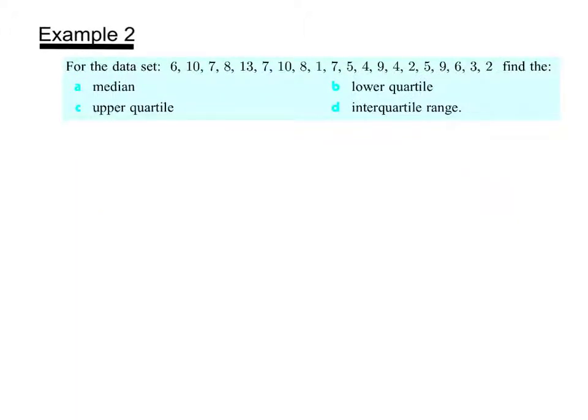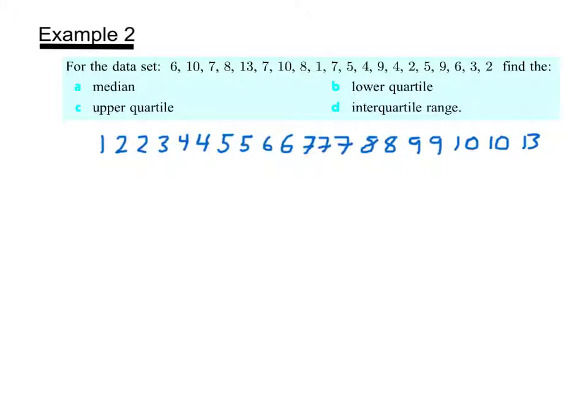Let's take a look at one more example. Again, we're given another data set, and we're asked to find the median, the lower and upper quartiles, and the interquartile range. So just like the last problem, the first thing we're going to do is order the data set. And if we do a quick count, we see that we have 20 data points.